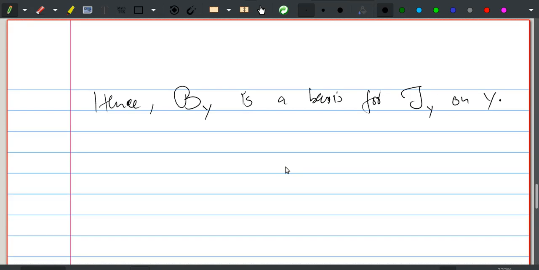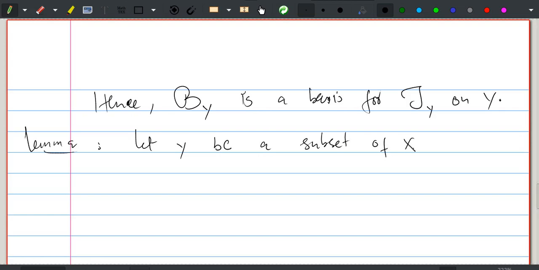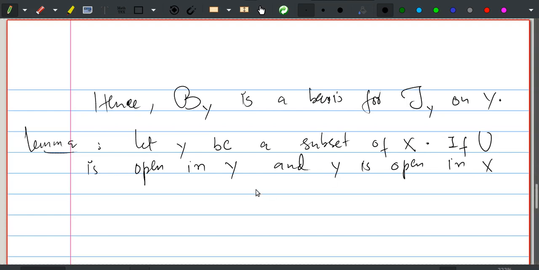Now let us try to look at what the open sets in the subspace topology look like in the parent topology. So we have another lemma. Let Y be a subset of X. If U is open in Y and Y is open in X, then this U is open in X.